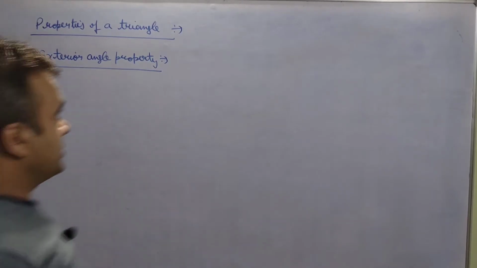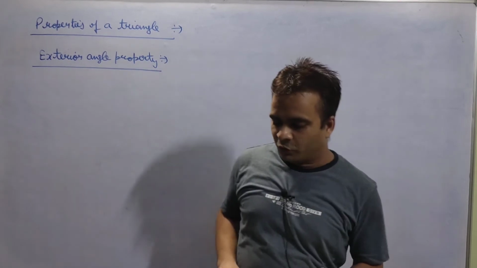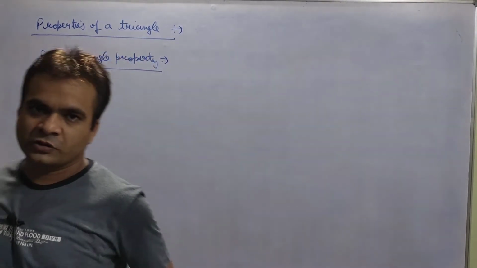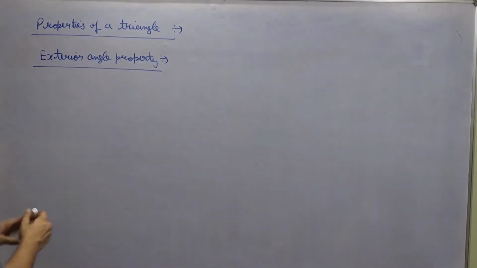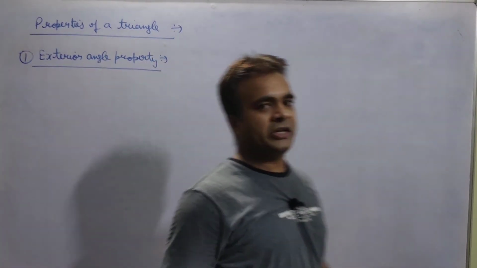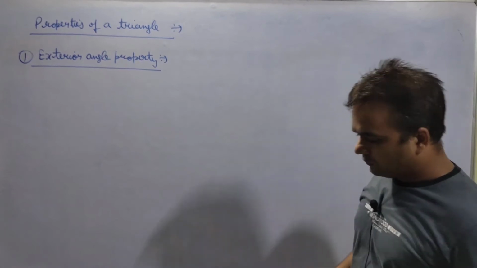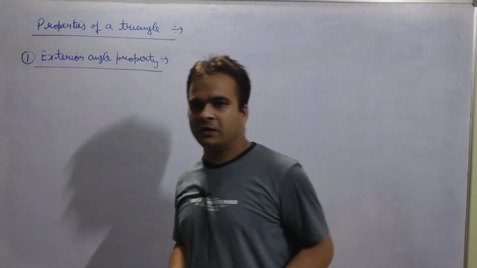So hello students, today we will discuss the properties of a triangle. The first property which we will discuss here is the exterior angle property. Exterior angle property means we first have to discuss the exterior angle.